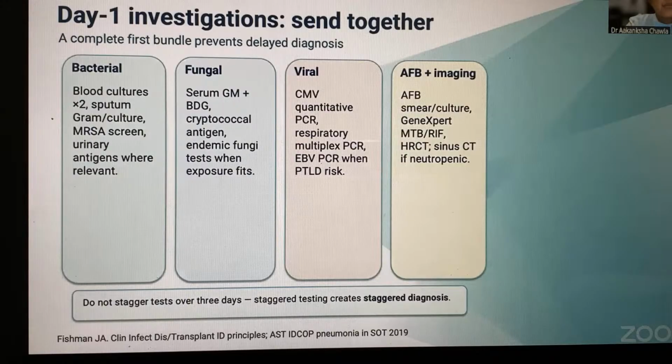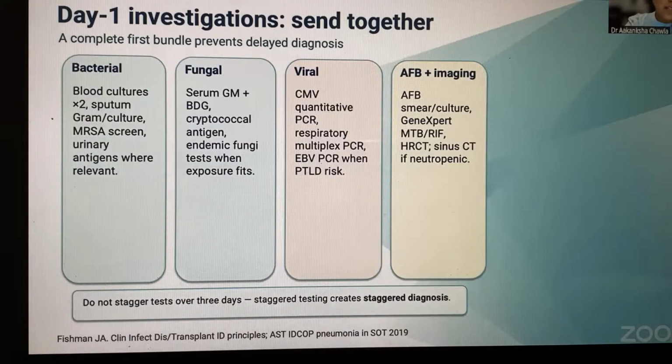So once you have identified your patient, you've understood what phase, now when you're investigating these patients on day one, your investigations should include a complete bundle. Of course, you have to see the phase of illness that the patient is in, what is the defect you're dealing with, what are the possible infections that you could be dealing with. But the overall investigation list on the initial day one should include bacterial investigations, in which case you should send at least 2 blood culture sets. Sputum, if you are sending, then gram stain and aerobic culture, MRSA screen and urinary antigens where they are relevant.